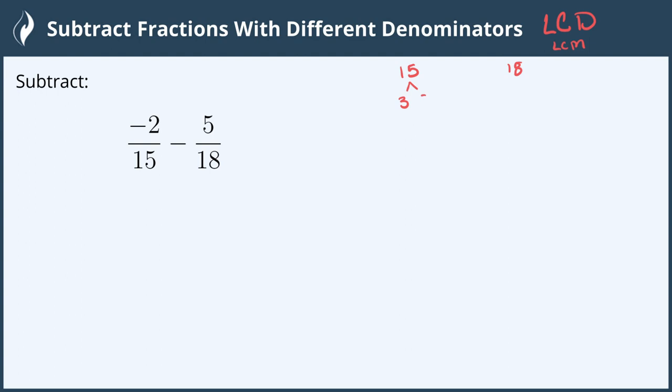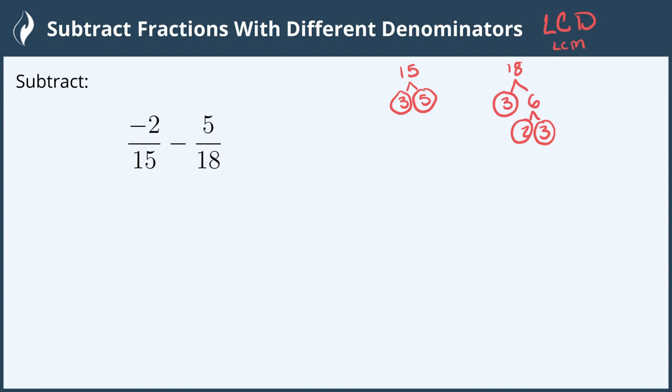15 is 3 times 5. Both of these are prime, so both of the branches are complete, and I can circle it and be done. 18 is 3 times 6. 3 is prime, so I can circle it and be done. And 6 is 2 times 3, and those are also both prime, so now all of the branches are complete.